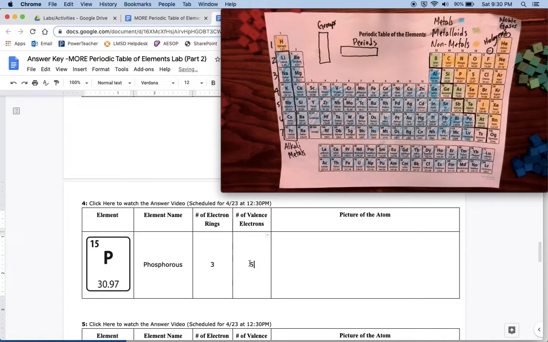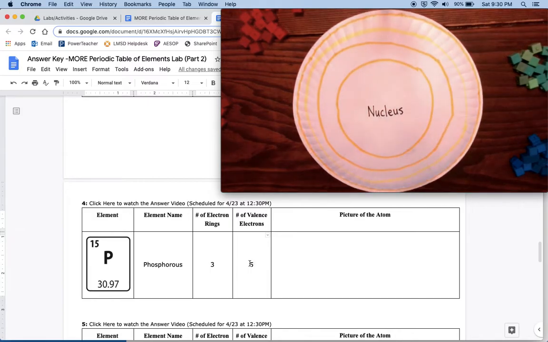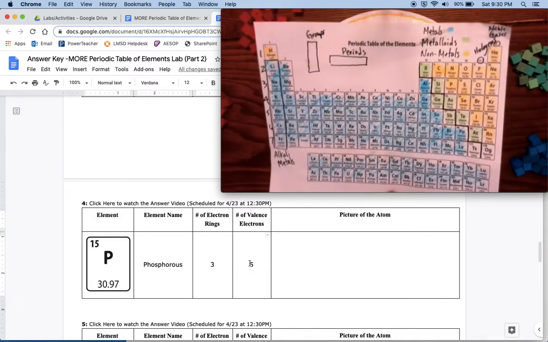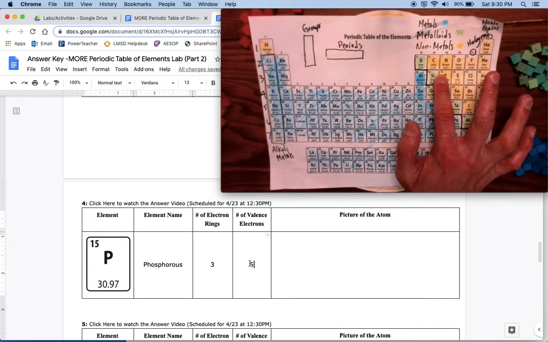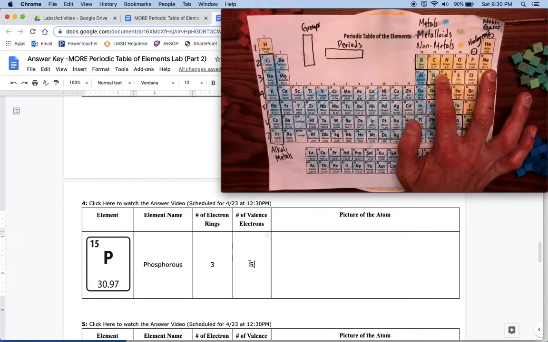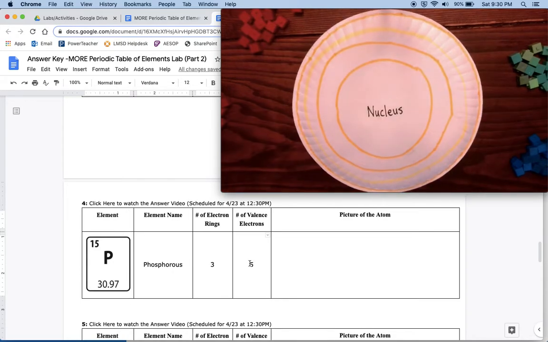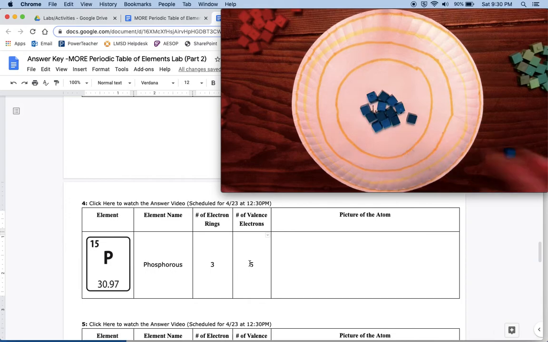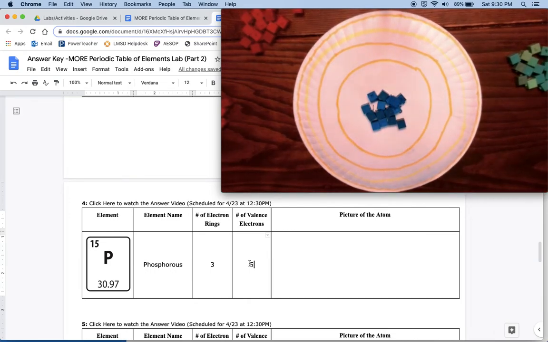Now let's figure out what that atom should look like. I'm going to have to figure out how many protons, neutrons, and electrons it has. My periodic table should tell me this information. My atomic number is 15, which tells me that my total number of protons and total number of electrons is going to be 15. So 15 protons go in the nucleus. I also know I have 15 electrons.